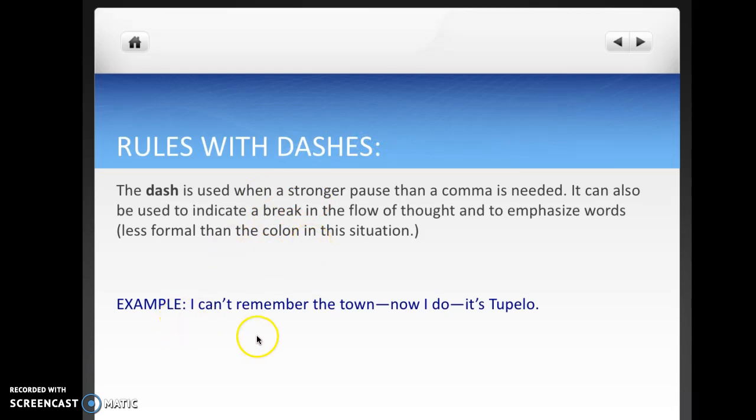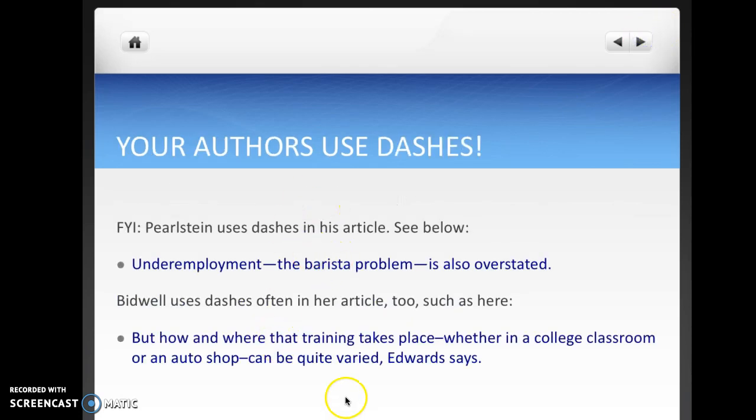So an example would be, I can't remember the town. Now I do. It's Tupelo. And that's just an interruption. That's a break in thought that we're having here. Let's look at it with how the authors use it.